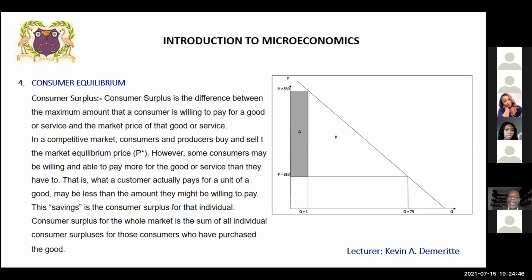That coming out ahead is what we call consumer surplus. The consumer surplus is the difference between what you were prepared to pay and what you actually had to pay. So consumer surplus is the difference between the maximum amount that a consumer is willing to pay for a good or service and the market price of that good or service. In a competitive market, consumers and producers buy and sell at the market clearing price.